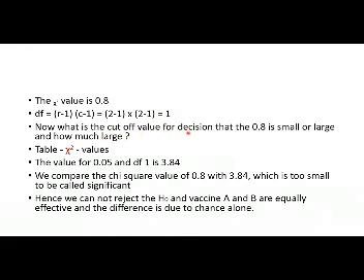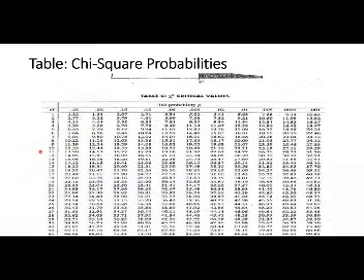Now what is the cutoff value for deciding whether this 0.8 is small or large, and how much large? We will go to the chi-square values in the table, which is in the next slide. How to read this? This is the chi-square table of chi-square probabilities, freely available on the internet. You can download it. How to read this table?